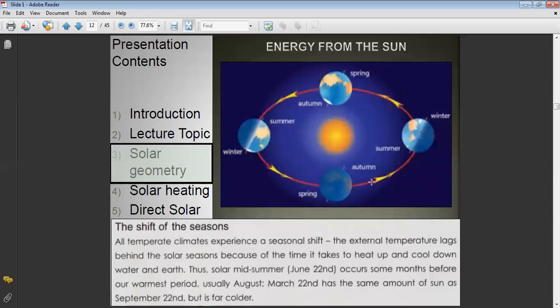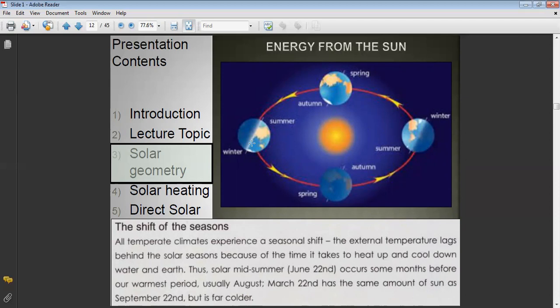So when we talk of the shift of the seasons, as we have already discussed, the Earth's axis, as you can see, is 23.5 degrees from the main axis around which the Earth is rotating around the Sun. So over here, as you can see, we are going to have summer on this end, whereas winter on that end, because this is going to have more sun. And over here, the summer will be on that end and winter will be on this end. In this way, the autumn, spring, summer and winters are changing. And all temperate climates experience a seasonal shift.